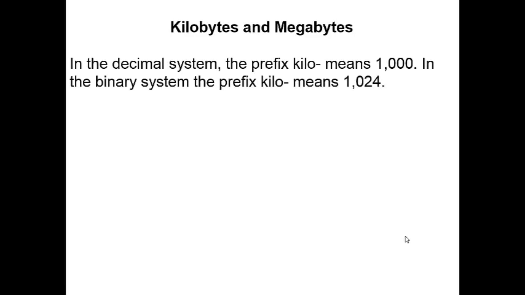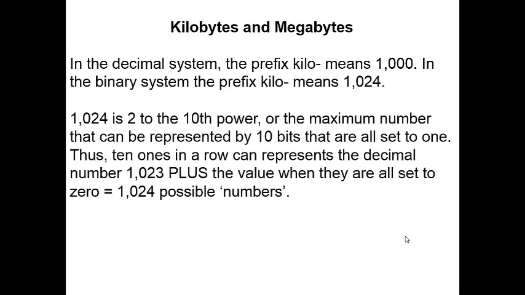I guess a little note here that if we think about kilobytes and megabytes, they're thought of slightly differently to how we would normally do. In the decimal system, the prefix kilo means 1000. But in the binary system, the prefix kilo means 1024. The reason for that is 1024 is 2 to the 10th power, or the maximum numbers that can be represented by 10 bits. Thus, 10 ones in a row can be represented by the decimal number 1023, plus the value where they're all set to 0. That means there's 1024 different numbers available to you.